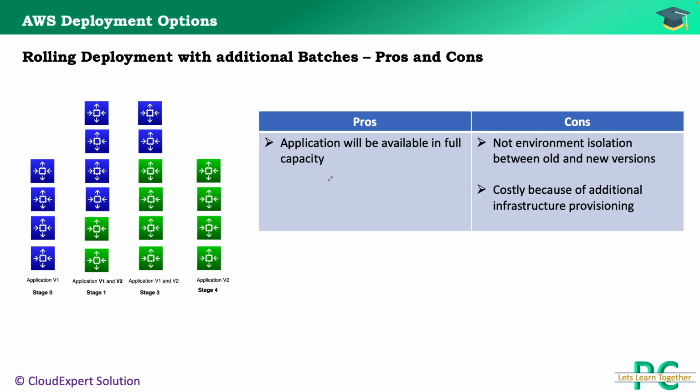Moving to pros and cons, application will be available with full capacity. And cons, again there will be no application isolation between old and new version. Last but not least, it would be costly. Since you are adding additional infrastructure, obviously this will incur some infrastructure cost compared to the previous 3. If you are more cost concerned, then obviously you should think about other deployment options.